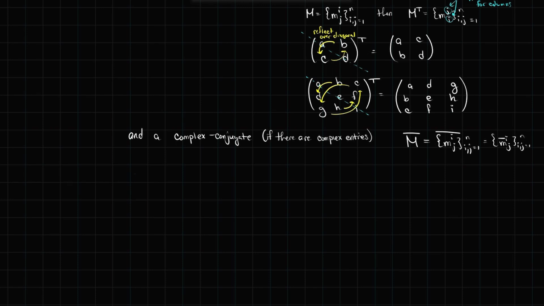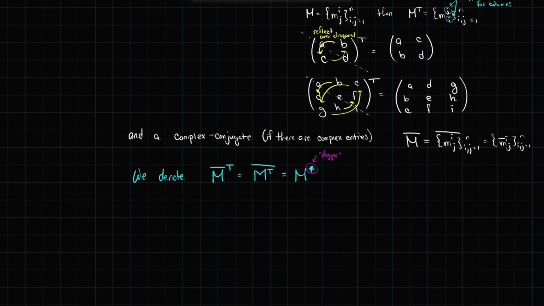So together, we have a shorthand for them: M complex conjugate and transpose. The order doesn't matter. You could do M transpose, complex conjugate. This is often denoted with a dagger. This mathematical symbol is called the dagger. Kind of looks like a dagger. I kind of get it.